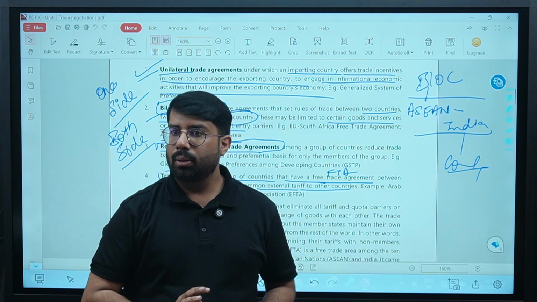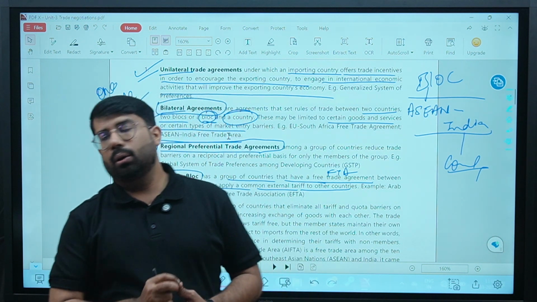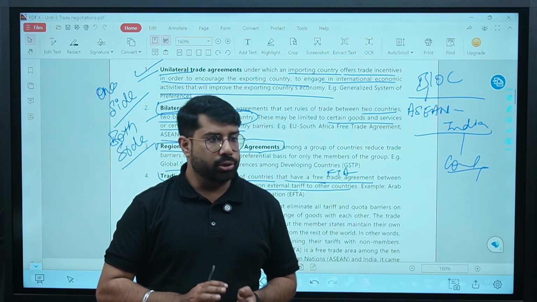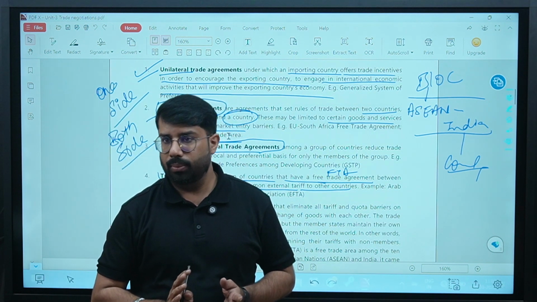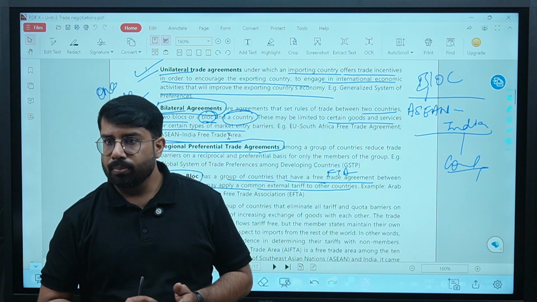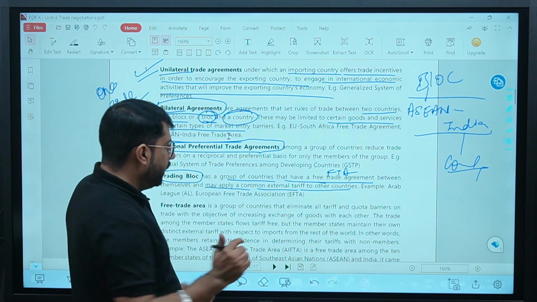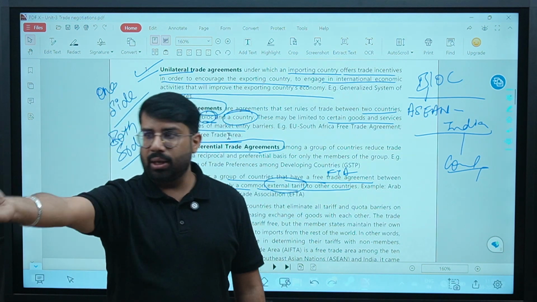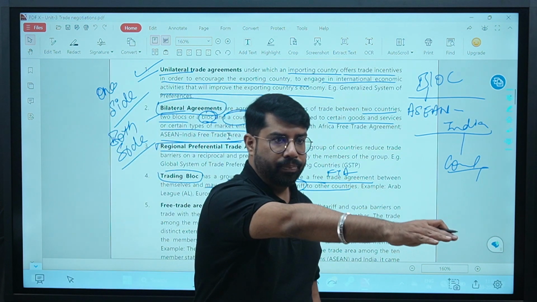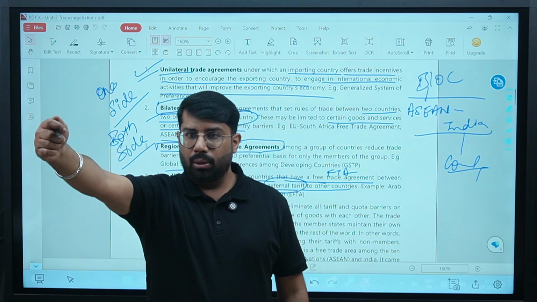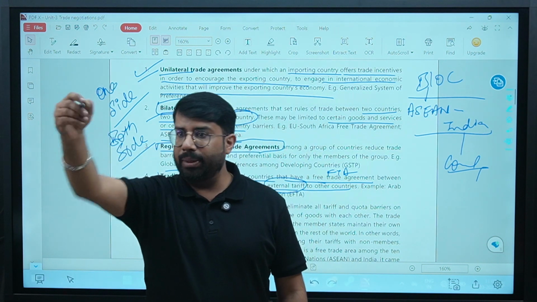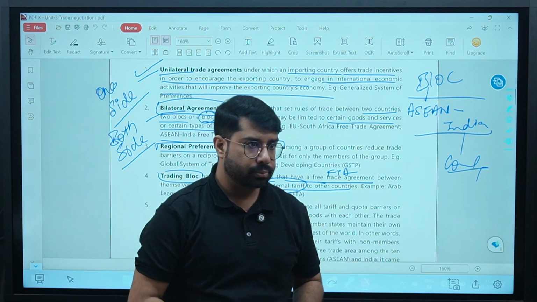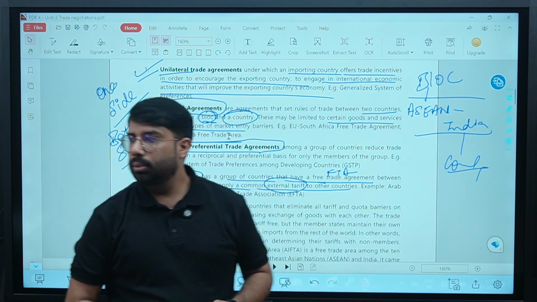Same as most favored and preferential? Yes, similar to that. It is not exactly the same, but yes, similar. Are you clear? Yes or no? Yes, sir. The point to be noted here is that the external tariff these countries charge on non-members will be the same for every country. It means they don't have individual control over the tariff they charge on non-members. Are we clear? Yes or no?